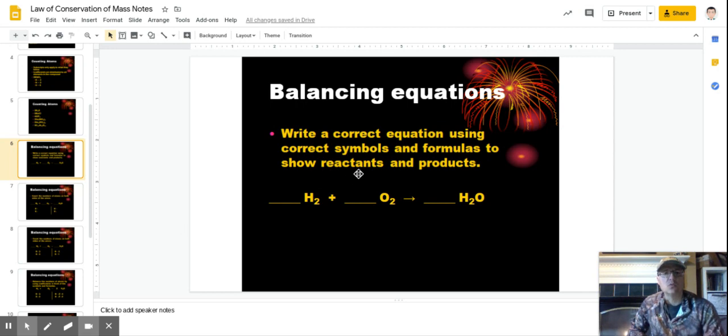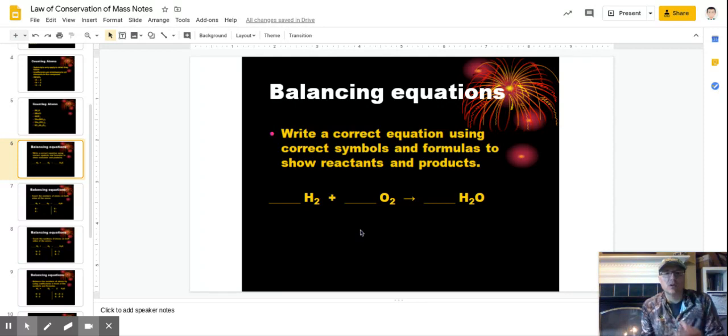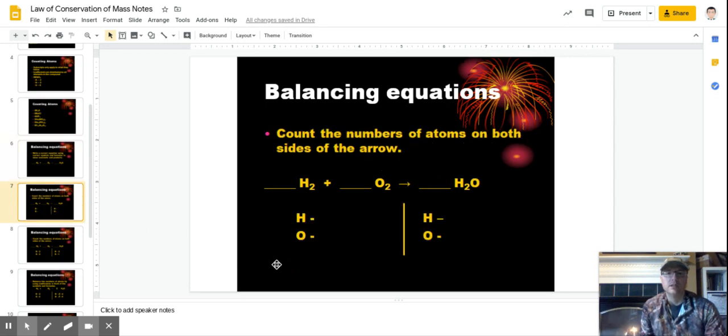Step 1 is to write a correct equation using correct symbols and formulas. Now, that step is always going to be done for you. In other words, I'm going to give you that particular equation, but you're going to need to write out that equation. And I will show you here on the screen, if you look down at my webcam, what I did was I wrote it out just the same. Now, I didn't put in these lines, but instead I just left physical spaces because those are where coefficients could go. Step 2 is to count the numbers of atoms on both sides of the arrow.